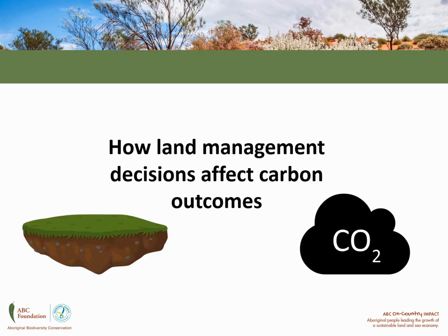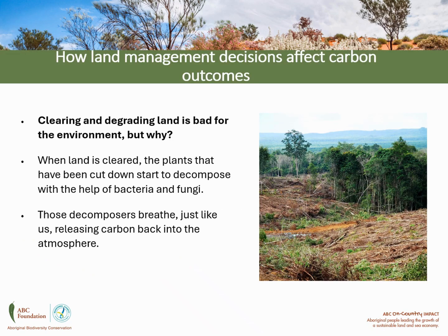So how do our land management decisions actually affect our carbon outcomes? Well, obviously clearing land is bad for the environment, but exactly why? Well, when land is cleared, the plants that are being cut down start to decompose with the help of bacteria and fungi. Those decomposers breathe just like us. So as they break down that carbon in the tree material, they are releasing that carbon back into the atmosphere as they are breathing and eating it.